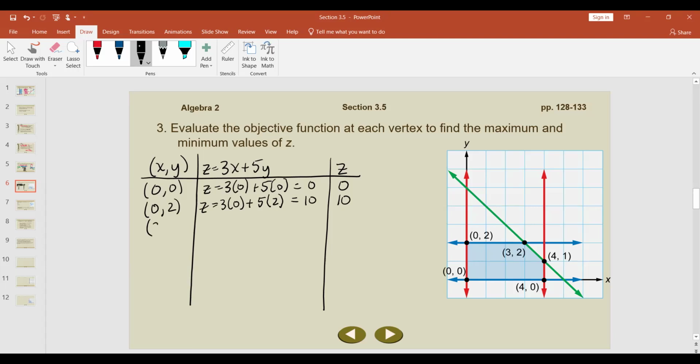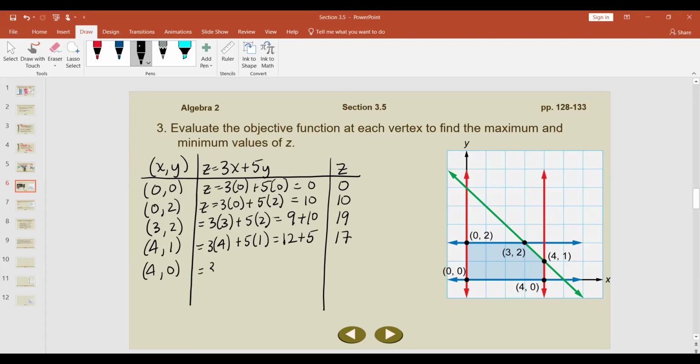The next one was 3, 2. All right, so I'm just going to do 3 times 3 plus 5 times 2, which is 9 plus 10. It looks like that, so that means my z for that one is 19. The next point was 4 and 1. It's 3 times 4 plus 5 times 1. 12 plus 5, which is 17. And then our last point, 4, 0, 3 times 4.